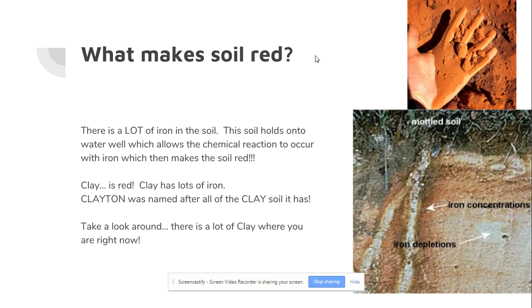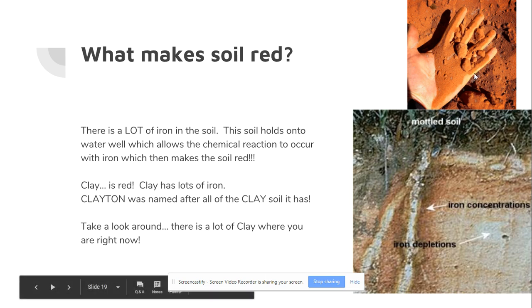All right, so again, what makes soils red? There's a lot of iron in the soil. This soil holds onto water really well, which allows the chemical reaction to occur with iron. Remember what I said before? That water allows that chemical reaction to occur. So clay will turn red because clay has lots of iron. Clayton was named after this. Clayton has a ton of clay. So look around. You'll see a lot of this red soil here.